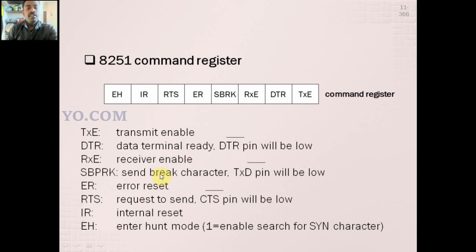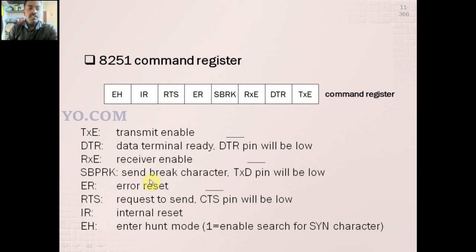Then send break character, SBRK. If it is 1, it means it will send the break character. If it is 0, it means it doesn't send the break character. Okay, when will it be enabled? When the TXD pin is low, at that time it will do it.